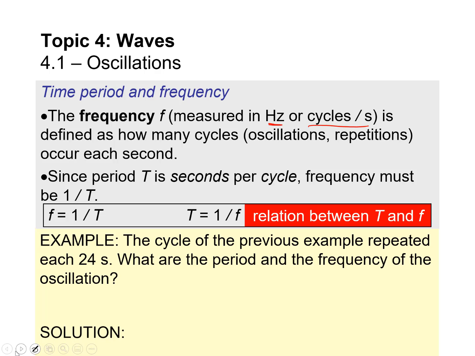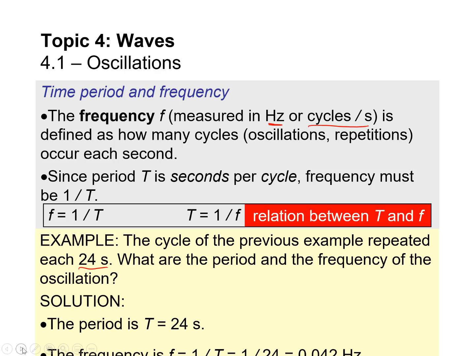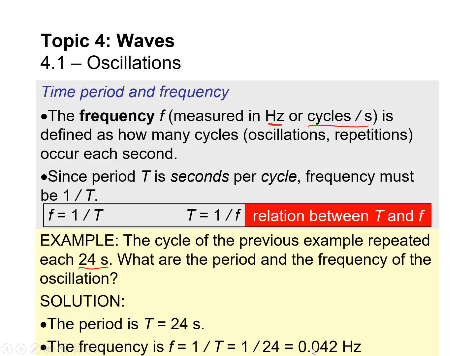In the previous example, the period was 24 seconds, so the frequency would just be 1 over 24 seconds. If we plug that into a calculator, we get 0.042 hertz. Hertz is the same as 1 per second.